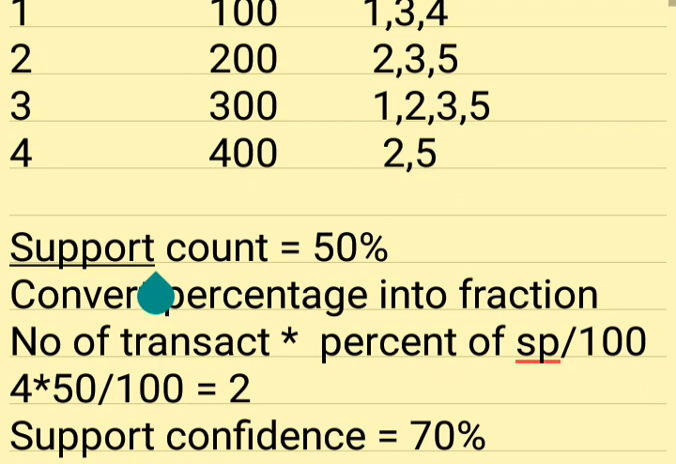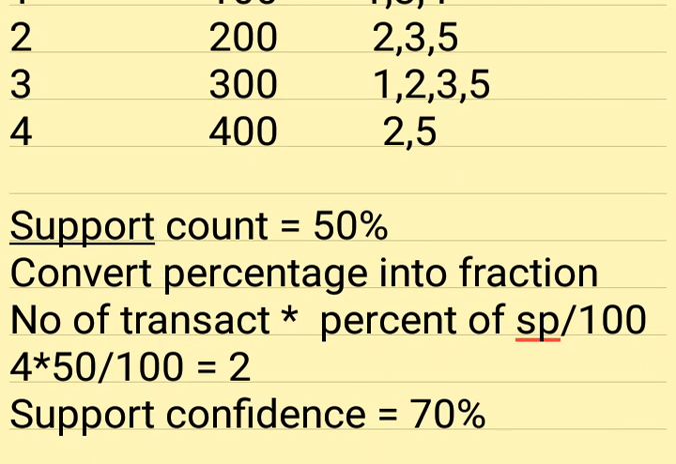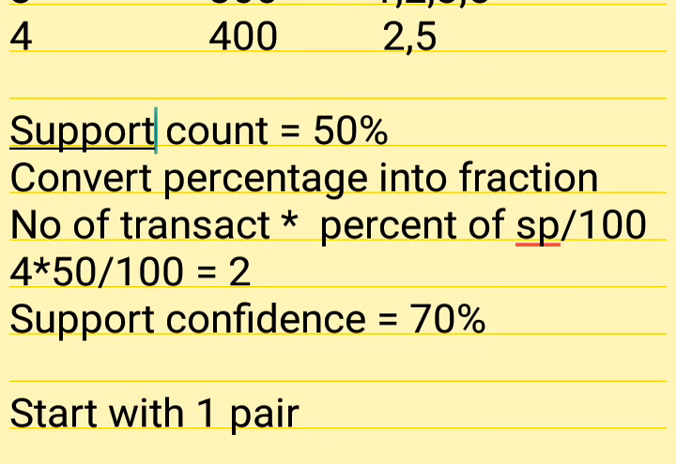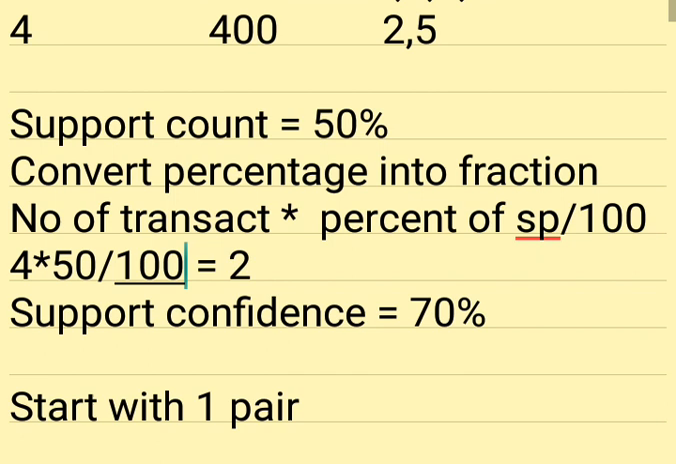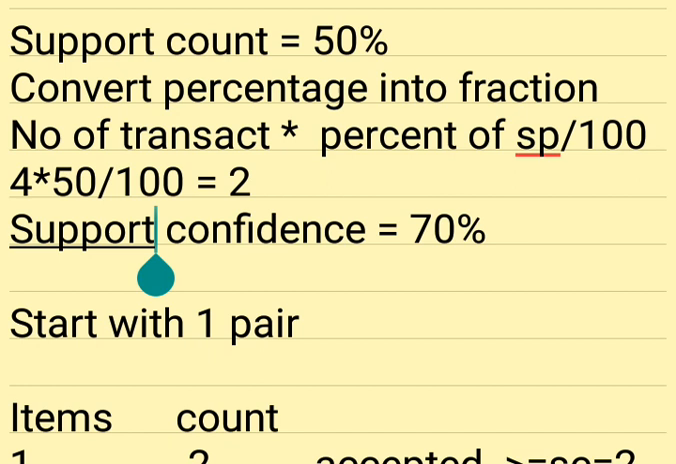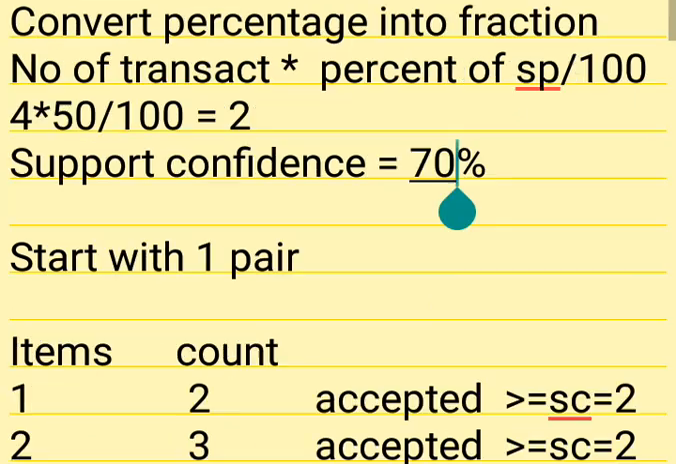First of all, we have to convert the support percentage into a count so we can solve the further sums. To convert the percentage, there is a formula: number of transactions multiplied by the percentage of support count and divided by 100. There are 4 transactions, multiplied by 50, the percentage of support count, divided by 100, and you will get 2. That 2 is your support count now. And this is the confidence which is given in the question, that is 70%. Now start solving the sums.